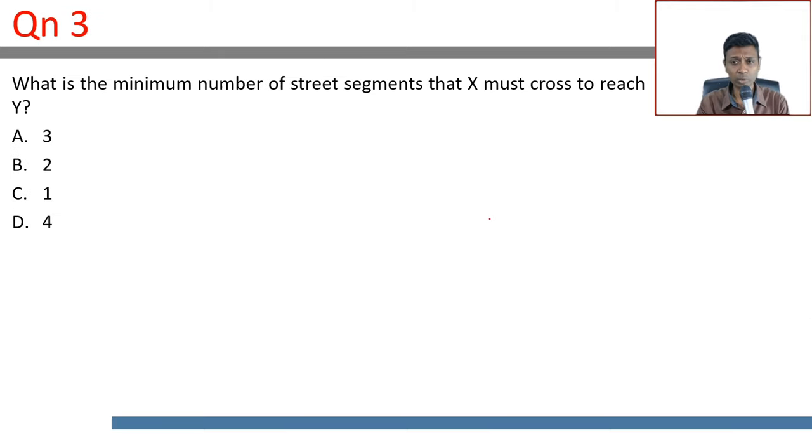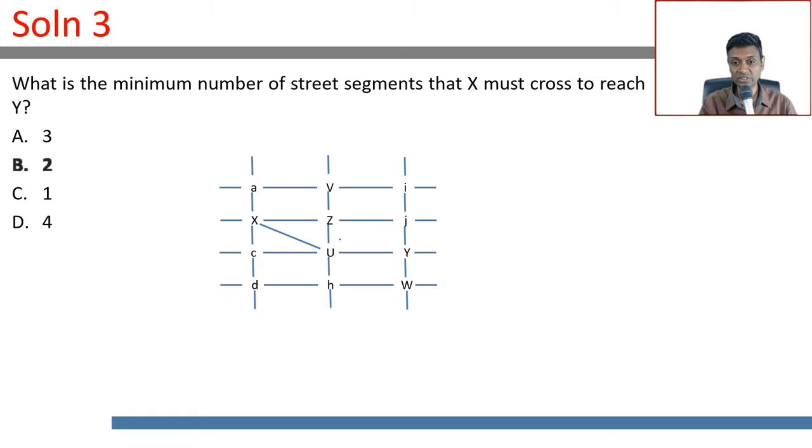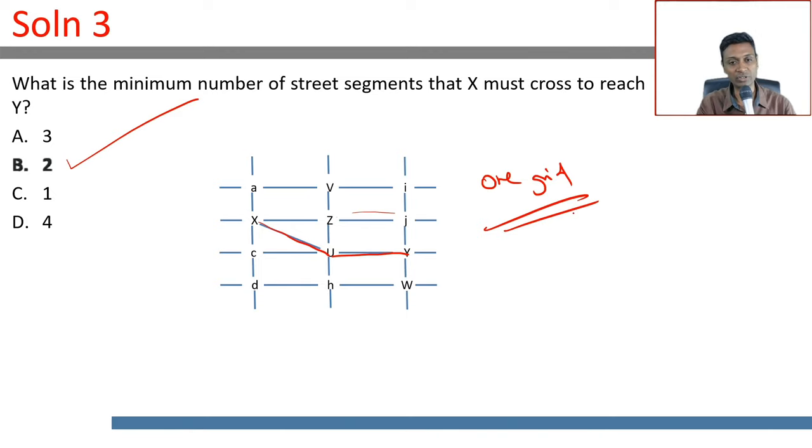What is the minimum number of street segments that X must cross to reach Y? X is here, Y is here. Minimum number, 1, 2. It doesn't have to go like this, 3 steps. 2 steps will do. 2 is the correct answer. Once you've got the grid and there's only one grid in this answer, then these questions become far simpler.